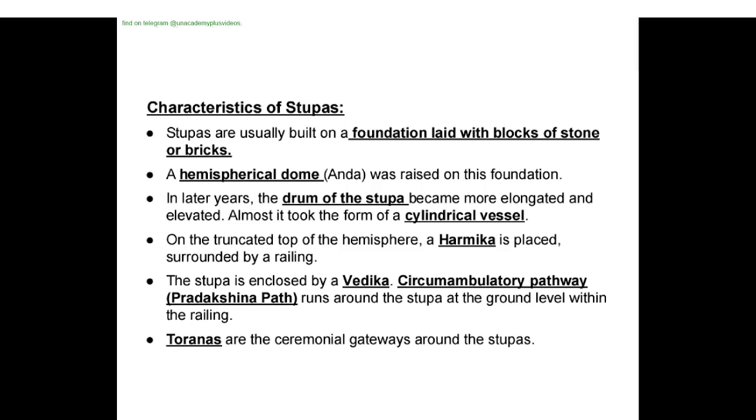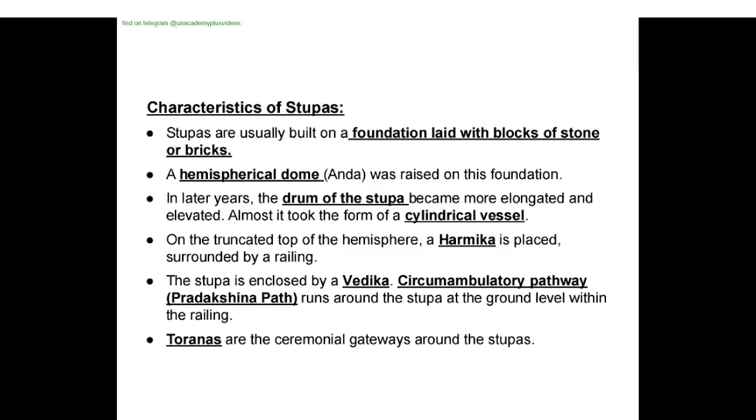Characteristics of stupas. Stupas are usually built on a foundation laid with blocks of stone or bricks. A hemispherical dome, the anda, was raised on this foundation. In later years, the drum of the stupa became more elongated and elevated, almost taking the form of a cylindrical vessel. On the truncated top of the hemisphere, a harmika is placed, surrounded by a railing.